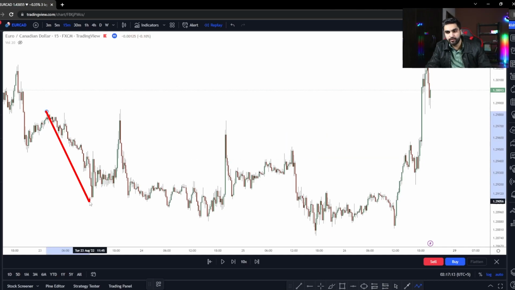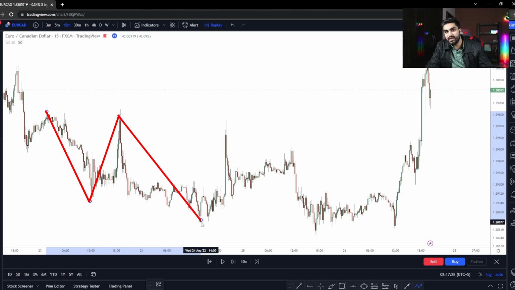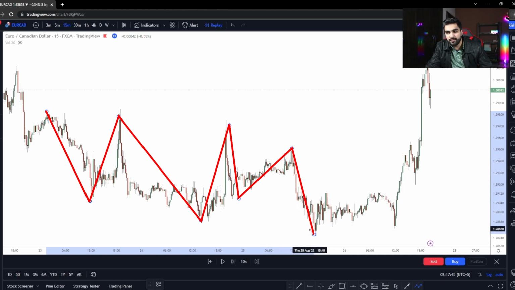We have this move to the downside from the sellers, that's going to be our A leg, then there are some buyers, and after these buyers there is this B leg. Sellers made a strong move to the downside, which is the second leg of our ABC pattern, and right after that there are definitely some buyers. Now after these buyers we can see the C leg started from here, so we are going to consider this movement our C leg.